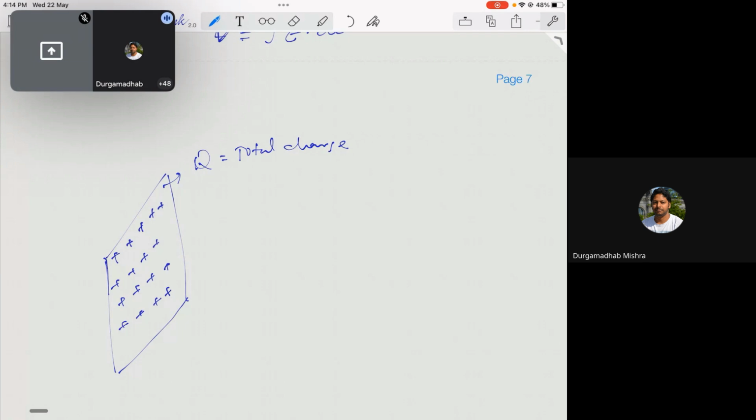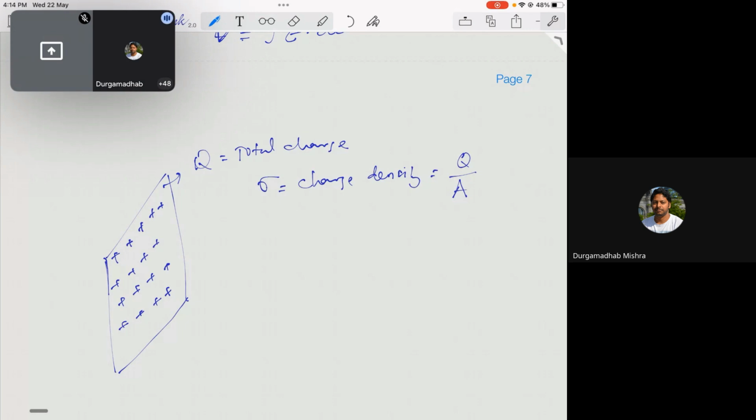Somehow we have this charge distribution, irrespective of whether it is a conductor or insulator. This is the total charge. So we can define the surface charge density, sigma. This is the typical symbol that is used. This is Q by A, where A is the area. Now we want to find out the electric field due to this charge distribution.